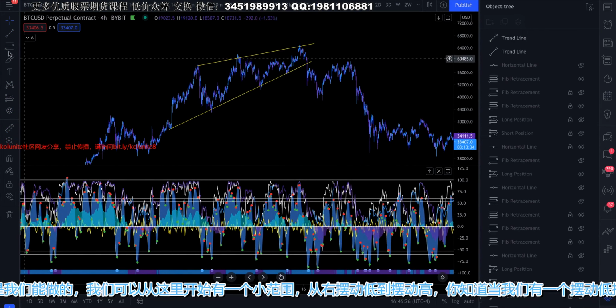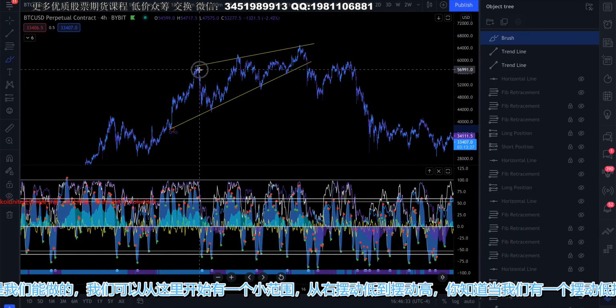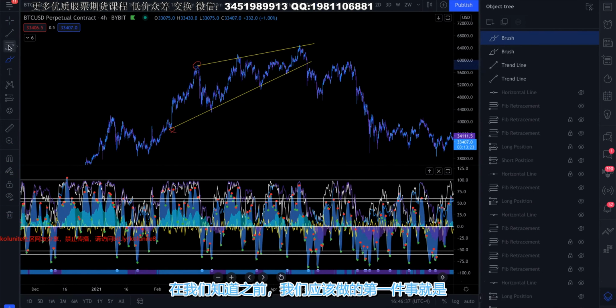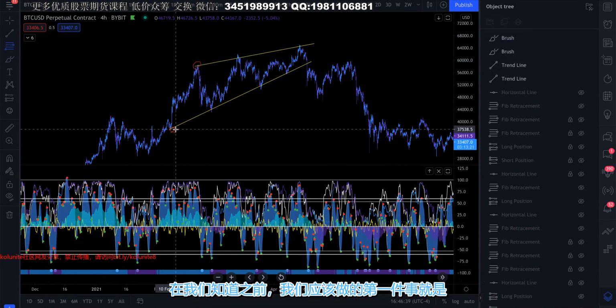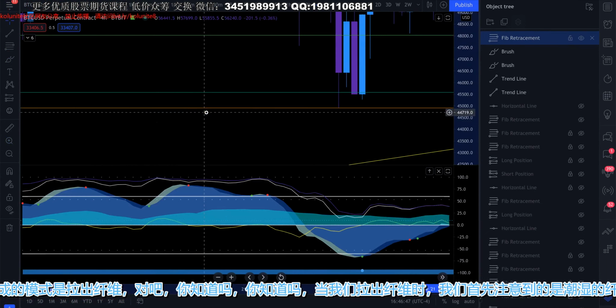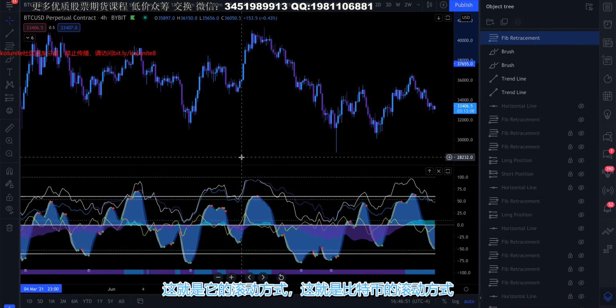But here's what we can do. We again can have a little range starting from here, right? A swing low to a swing high. And when we have a swing low to a swing high, the first thing we should always look to do before we even know that the pattern is forming is pull out the fib, right? And what do you know? The first thing we notice when we pull out our dang fib is we get a perfect bounce off the 618, right? That's just how it rolls.